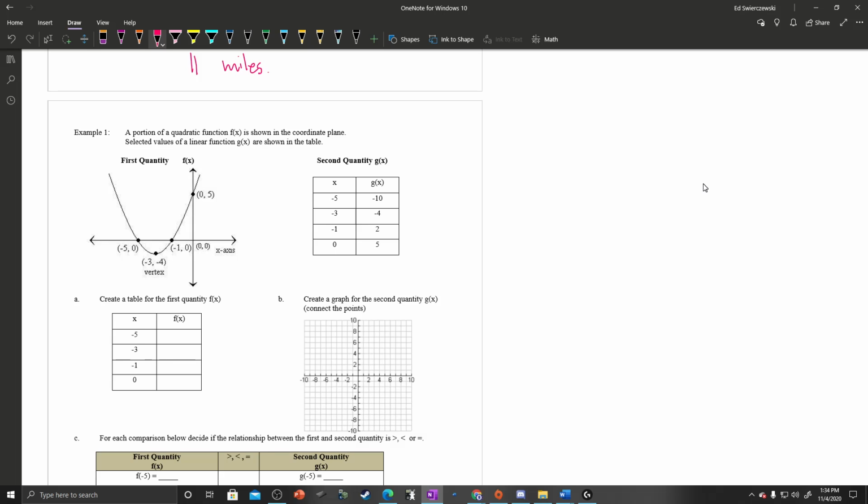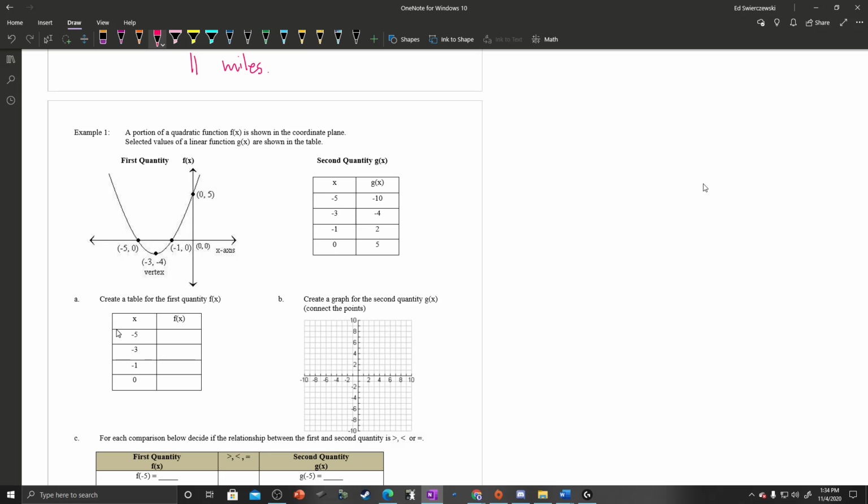So example 1 says a portion of a quadratic function f of x is shown in the coordinate plane. Selected values of a linear function g of x are shown in a table. So we'll study exactly what a quadratic function is, but it's just telling me that this is f of x. Okay, it's given to me as a graph. And the second function, g of x, is given to me as a table.